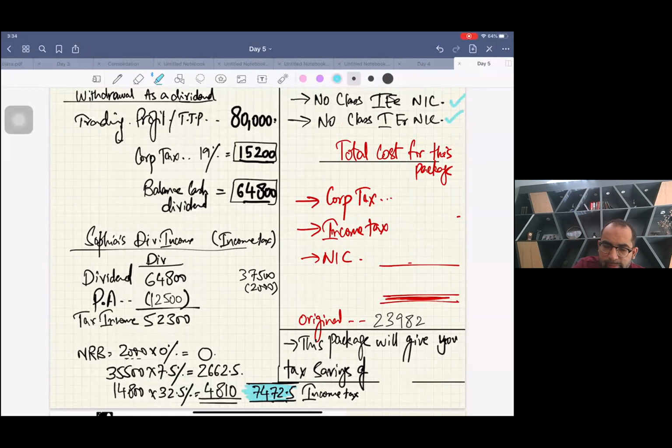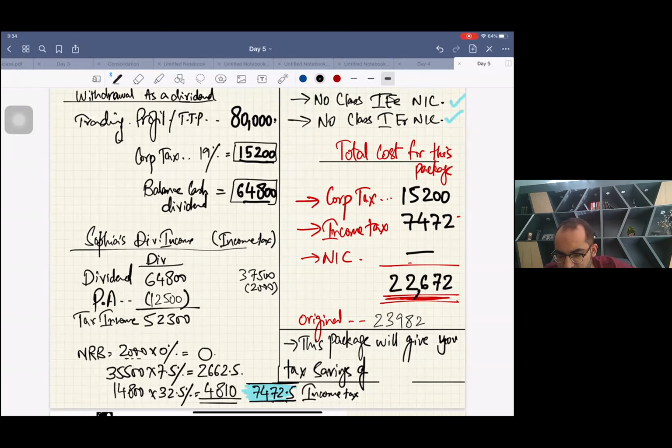So the cost is: corporation tax is how much? Corporation tax is 15,200. Income tax is 7,472. That's it, leave the 0.5. No NICs. What is the total cost? 22,672. Yes, this package is beneficial, because the existing cost was 23,982 when she was working as a sole trader. So the cost was 23,982 and now the cost is 22,672.